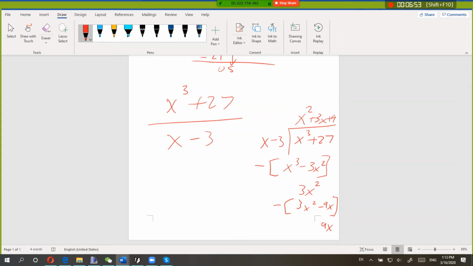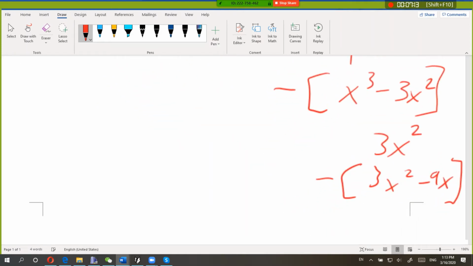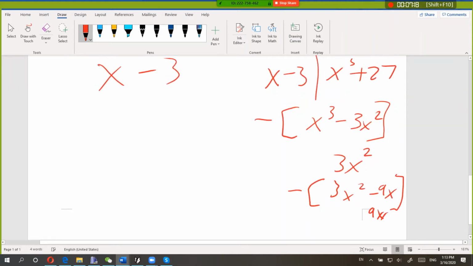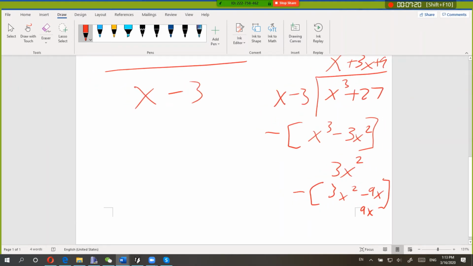So if I multiply 9 times x minus 3, I would get 9x minus 27. Okay, so this is 9x. We said when we multiplied 9 times x minus 3, we got 9x minus 27. So I'm going to subtract that from what I had originally.